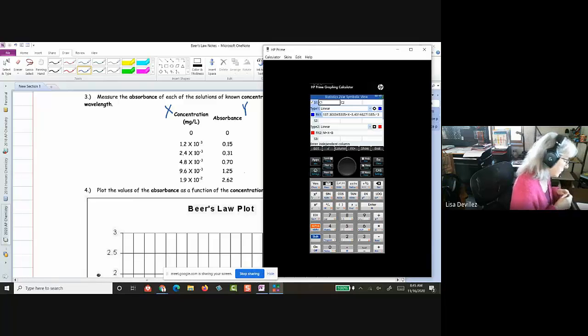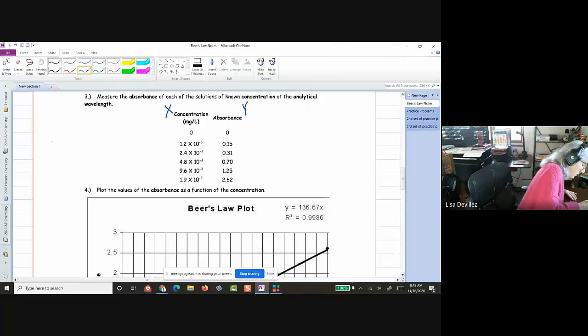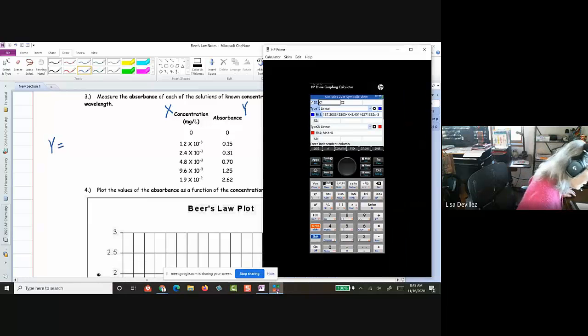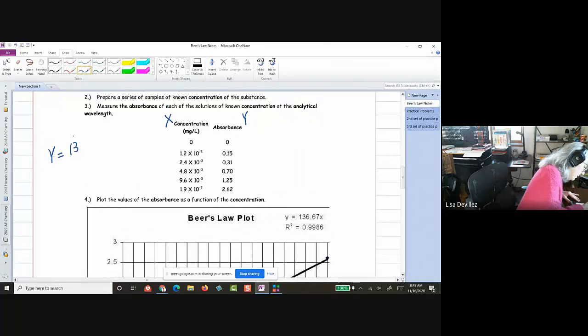I can use that equation to solve for an unknown. So we'll pick one. I'm going to write Y equals 137.3x.